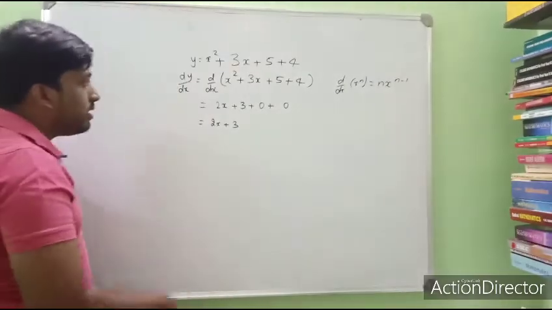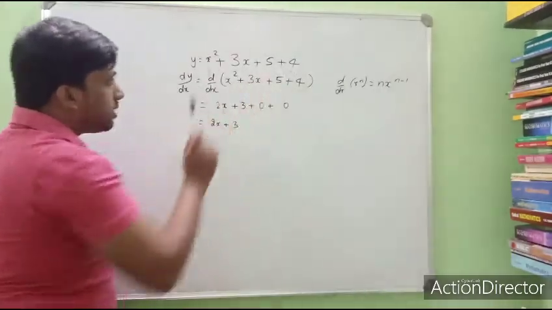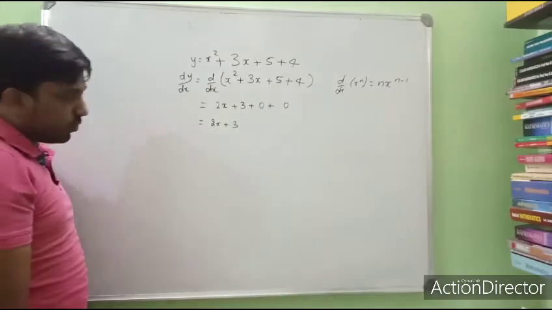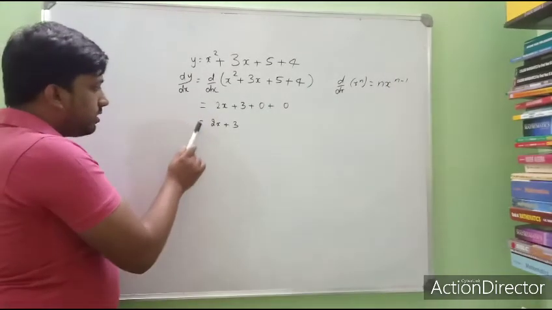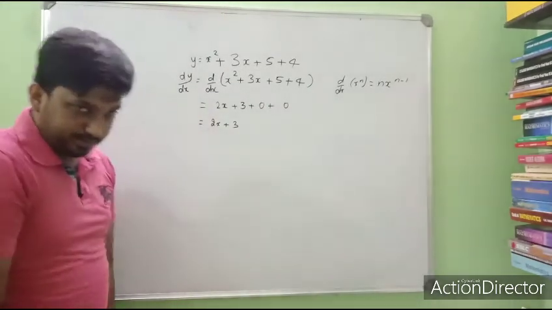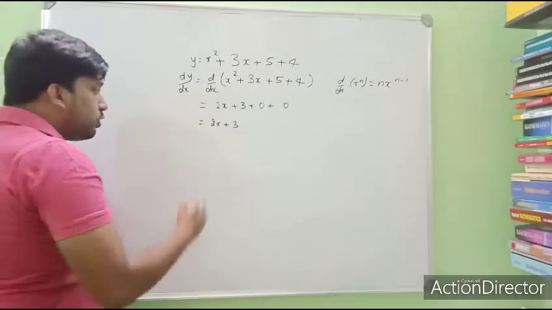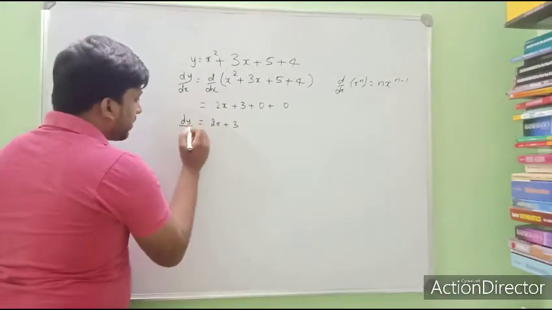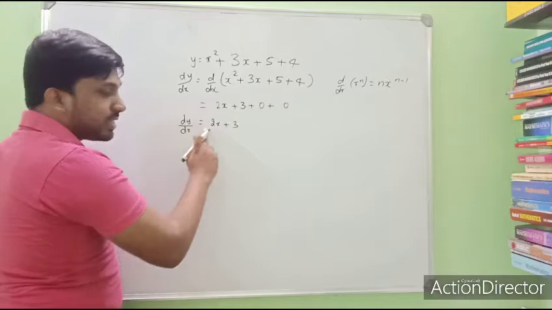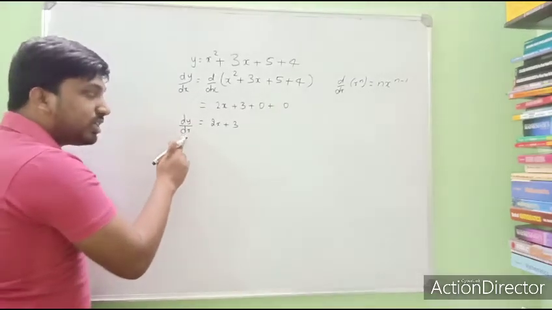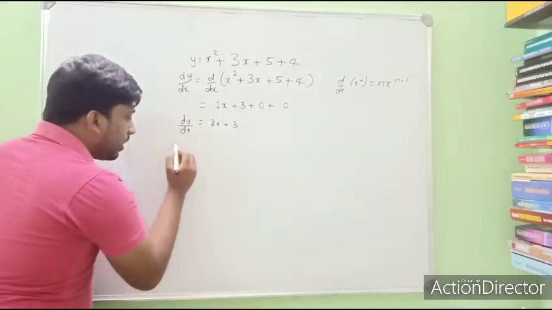For example, here we have considered an algebraic function, x square plus 3x plus 5 plus 4. I have differentiated, I got 2x plus 3. I am going to differentiate it again. I got dy by dx as this one. I am going to differentiate this again. So what am I going to get?